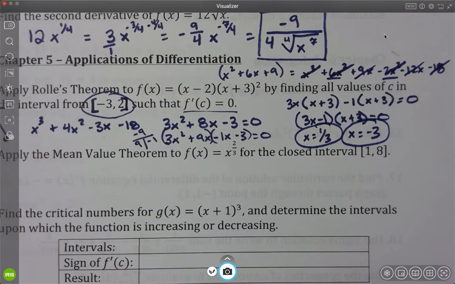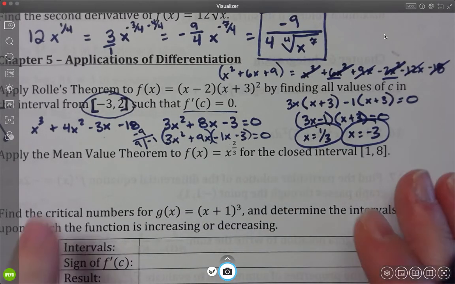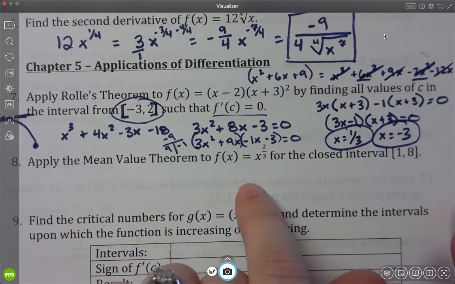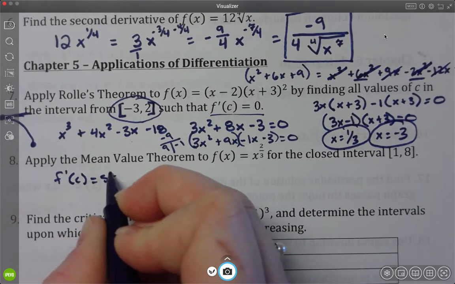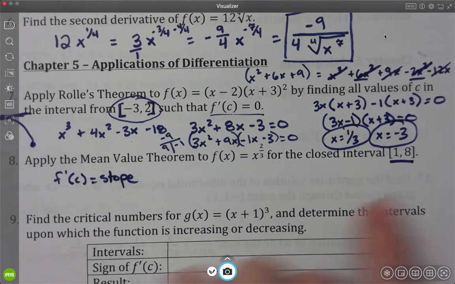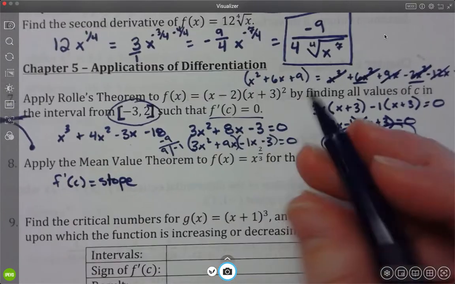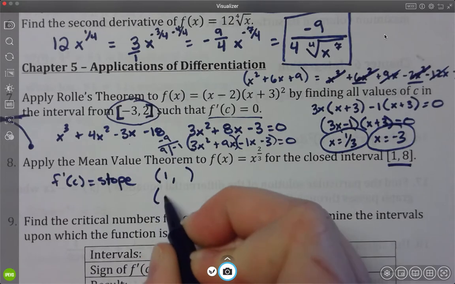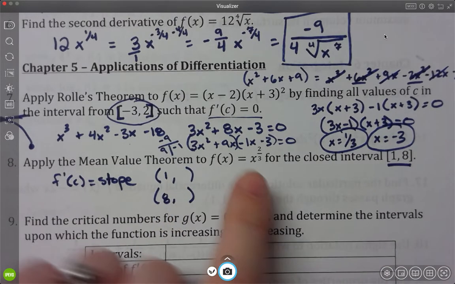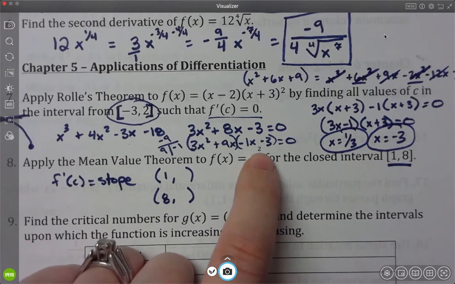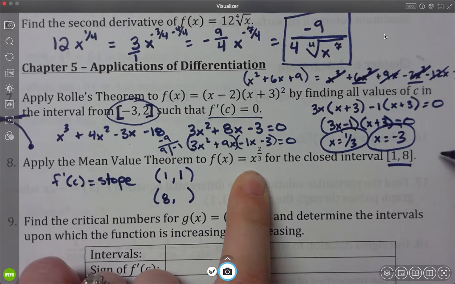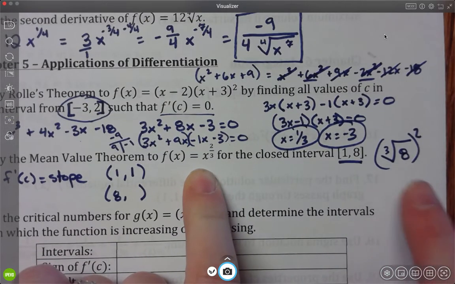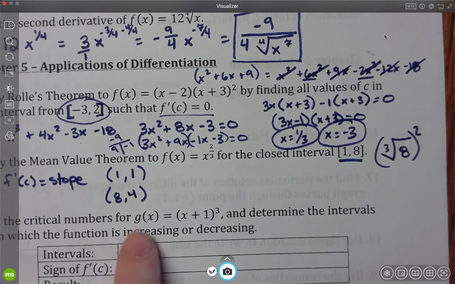Now, with the mean value theorem as opposed to Rolle's theorem, in this case I'm not setting the derivative equal to 0. I'm setting f prime of c equal to the slope between these 2 points, 1 and 8. So I need to do 1 comma something and 8 comma something and figure out what the y coordinates are. So 1 to the 2/3 power is going to be 1. 8 to the 2/3 power is like saying the cube root of 8, and then that squared. The cube root of 8 is 2, 2 squared is 4, so I'm looking at that point right there.